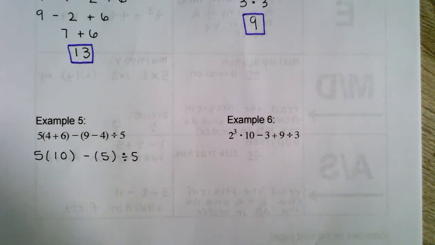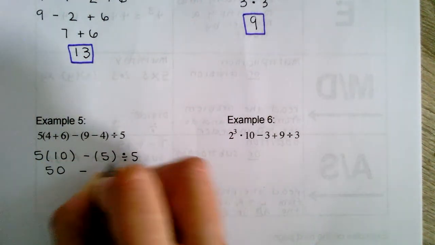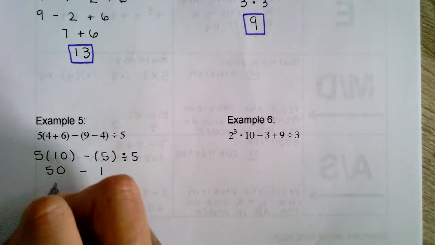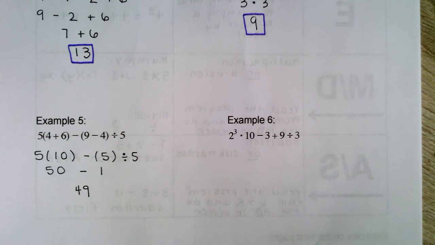Now we've got multiplication, subtraction, and division. So let's do our multiplication and division from left to right. So we're going to start here by doing 5 times 10. And we have 5 divided by 5 gives us 1. Our simple subtraction step gives us 49 for our final answer.